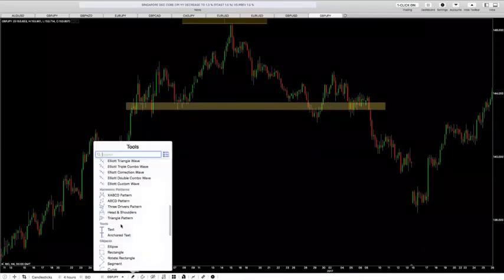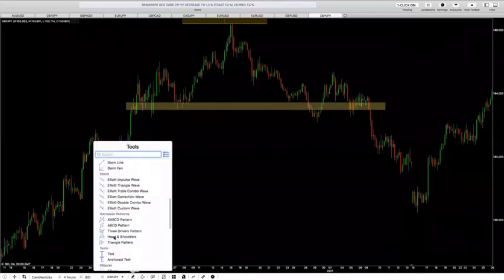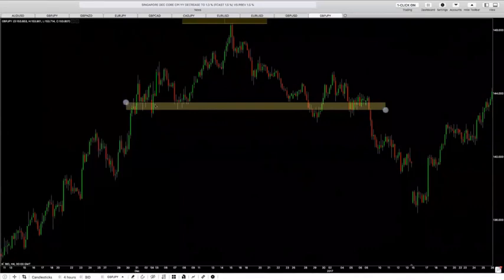So I'm going to come back over here. Now I'm going to get my head and shoulders pattern, and I'm going to draw it from the base.